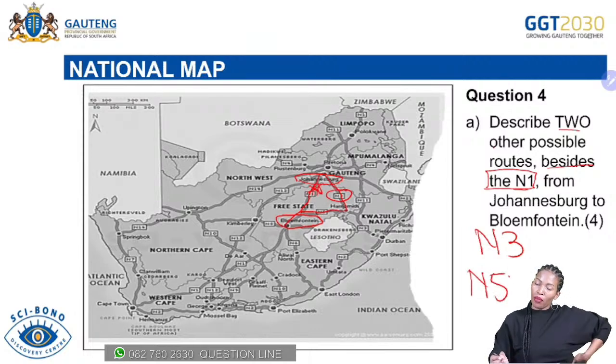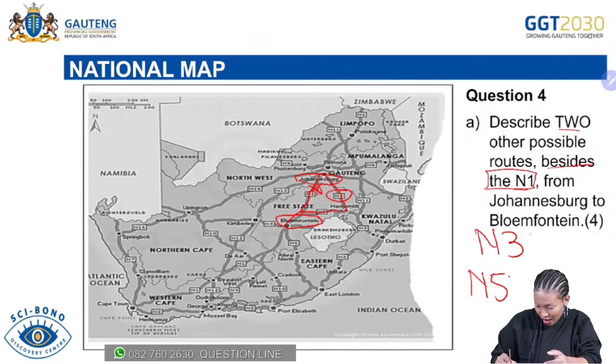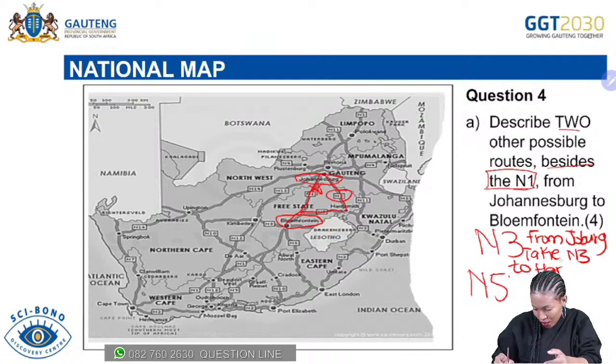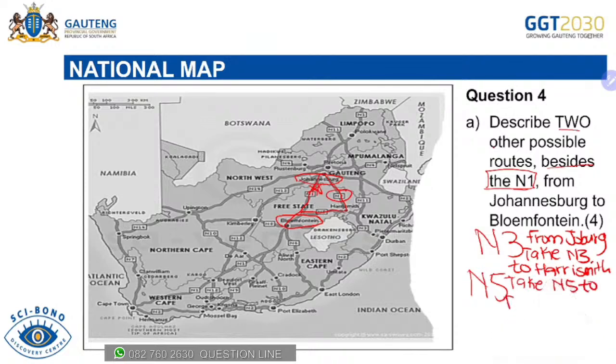So how do you describe the possible routes? You say from Johannesburg, let me write it neatly. From Johannesburg, take N3 to Harrismith. Guys, I know it's not very clear. And then from Harrismith, take the N5. Take the N5 to Bloemfontein.